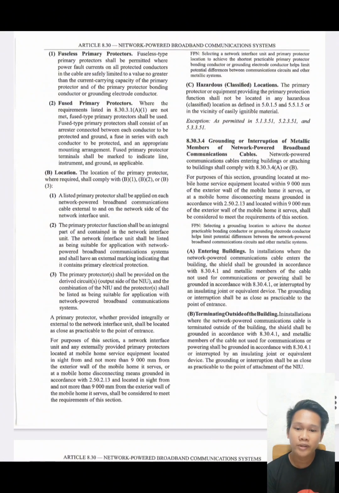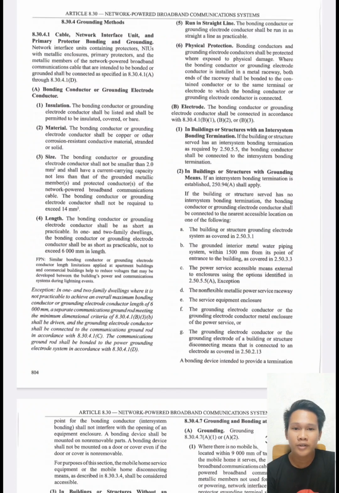Next, we have 8.30.4 grounding methods. 8.30.4.1 cable, network interface unit, and primary protector bonding and grounding. Network interface units containing protectors, NIUs with metallic enclosures, primary protectors, and the metallic members of the network-powered broadband communications cable that are intended to be bonded or grounded shall be connected as specified in 8.30.4.1a through 8.30.4.1d.